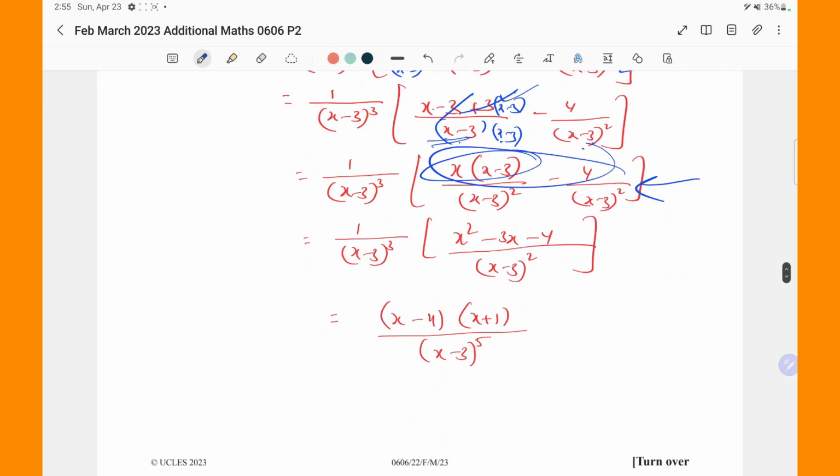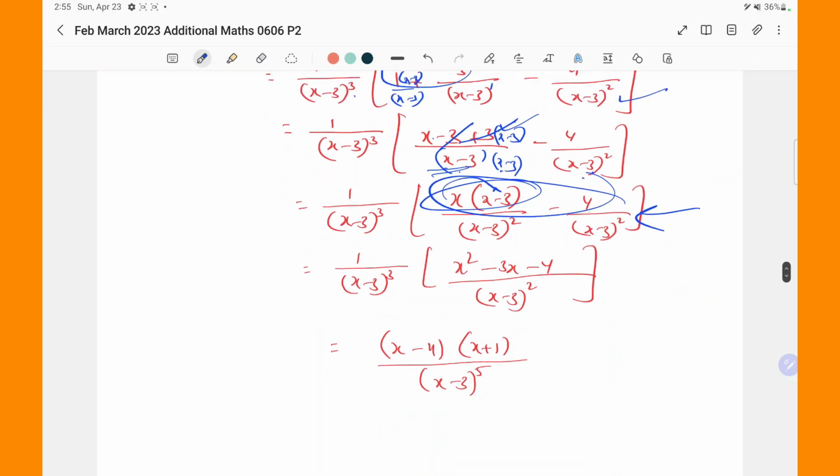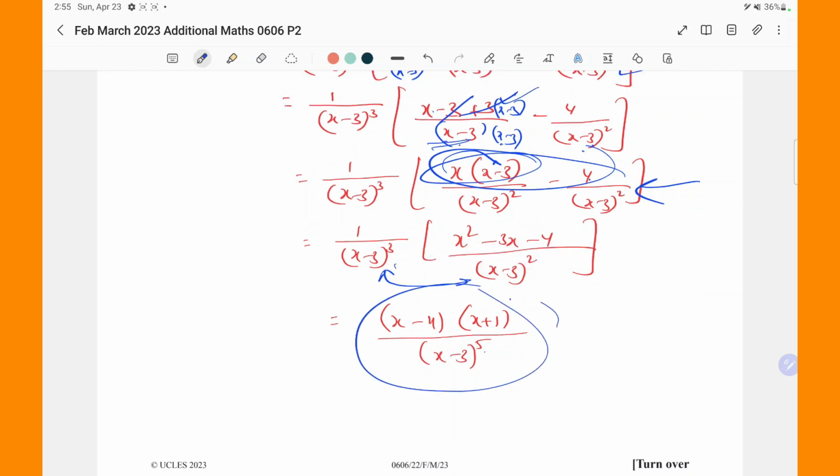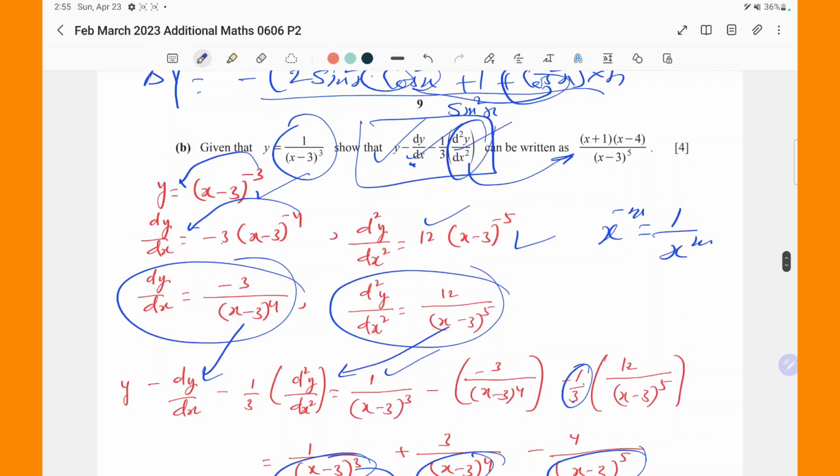Now you can combine this. So x square minus 3x and this minus 4. And now you can combine this too. So numerator part will be x square minus 3x minus 4, and denominator will be (x minus 3) to the power 3 times (x minus 3) to the power 2. So if you combine, it will be power 4. So we have proved the same result.